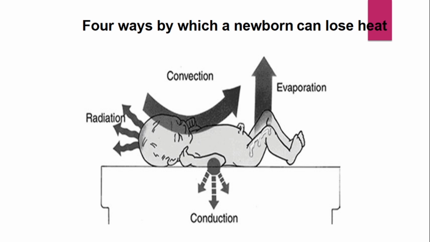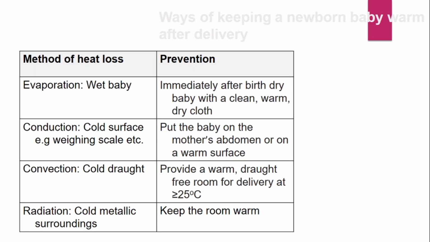And these are the ways by which the baby can lose heat: through convection, evaporation, conduction through the surface, then radiation. And of course, this is the explanation of how to prevent heat loss.